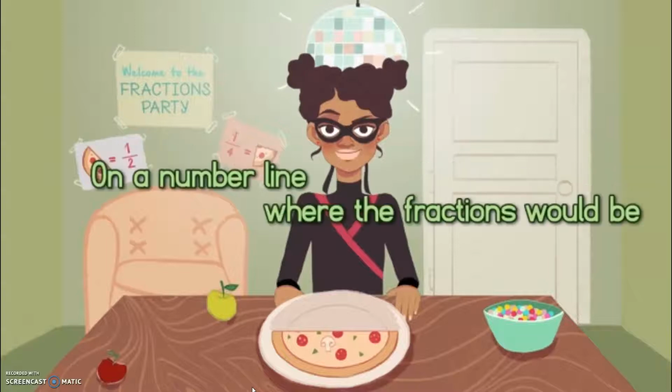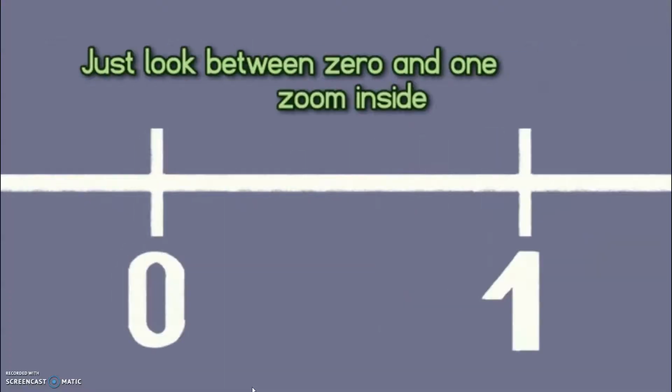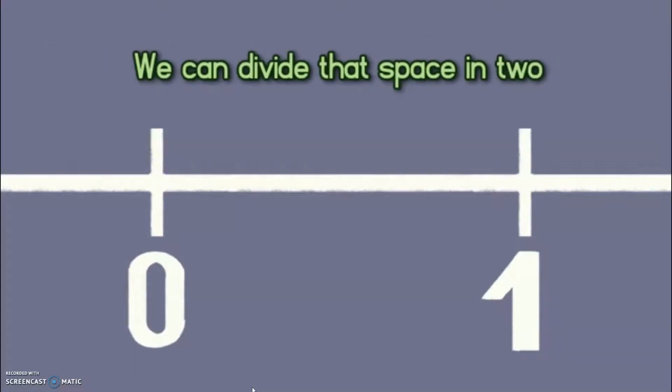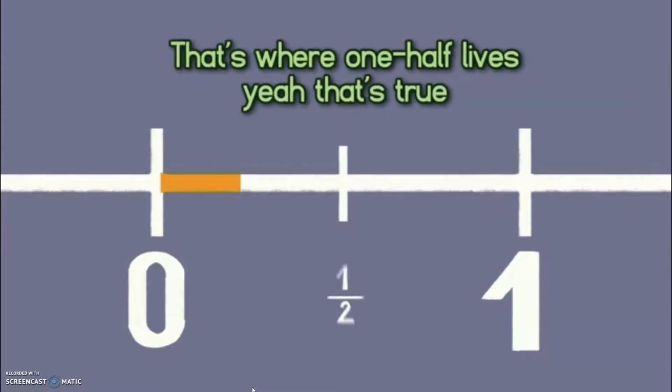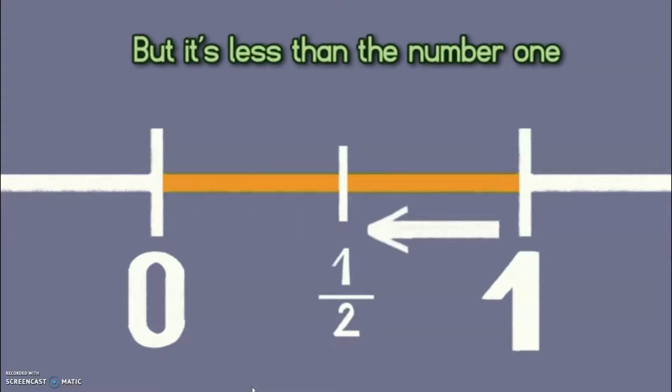Jada wants to see on a number line where the fractions would be. You can find all fractions on the number line. Just look between 0 and 1. So inside we can divide that space in 2. That's where 1/2 lives. Yeah, that's true. So 1/2 is more than 0, but it's less than the number 1.